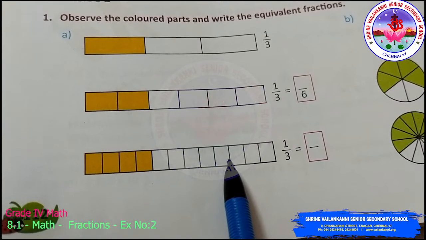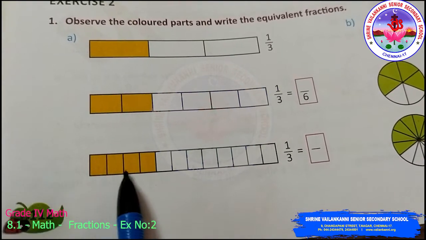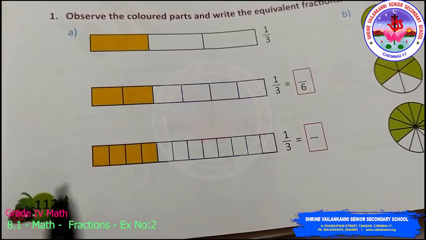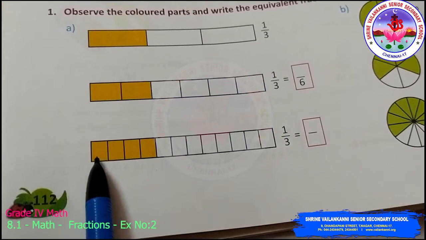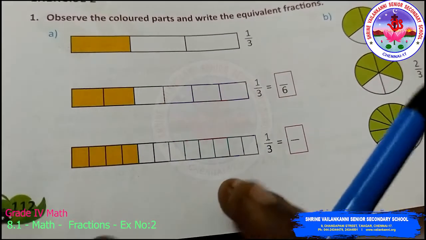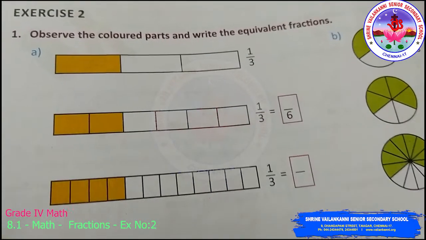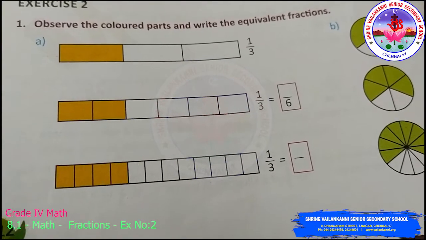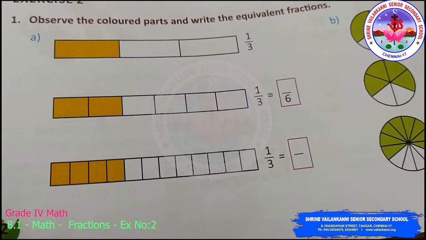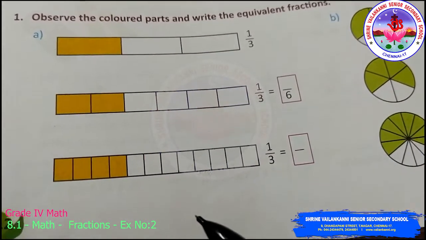Here, the same size, the same shape is divided into 1, 2, 3, 4, 5, 6, 7, 8, 9, 10, 11, 12 parts, and out of 12, 4 parts are colored. So all the three shapes are the same shape with the same size, but they are divided into different parts. We are going to see how they are equivalent to each other.